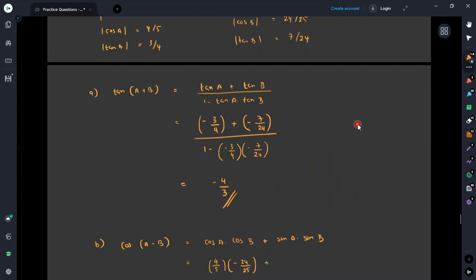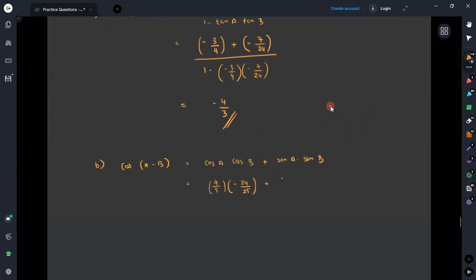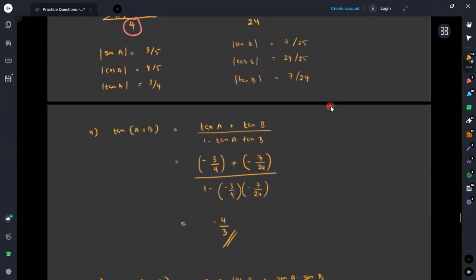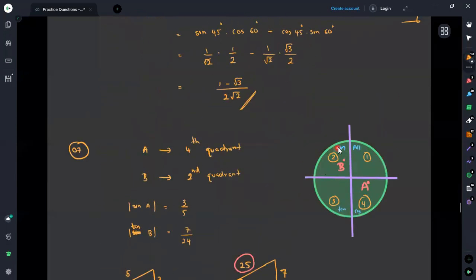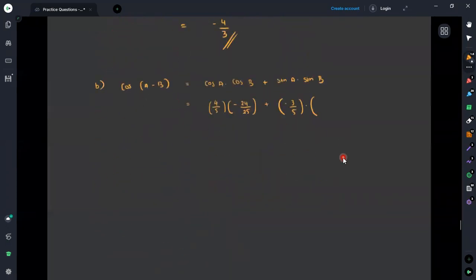Then plus sine of A. A was in the fourth quadrant, so sine A should be a negative value, minus 3 over 5, times sine B. B was in the second quadrant, where sine has a positive value. Sine B is obtained as 7 over 25. If we perform the calculation, we'll get the solution as minus 117 divided by 125.